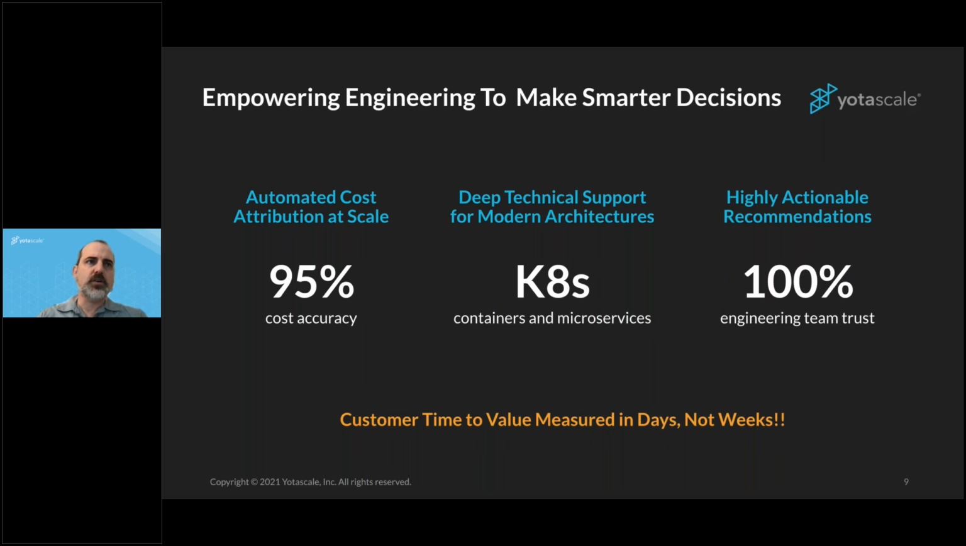So this is what we really see coming out of this, and I think this is where it made a big impact on Compass in particular, is this cost accuracy part. We're able to deliver 95% cost accuracy, right? So when you compare what comes out of the Cost Explorer in Amazon and sort of match that up to Yotascale, there's almost 100% overlap between those two. So you have the trust that the data that we've broken down really does map to reality.